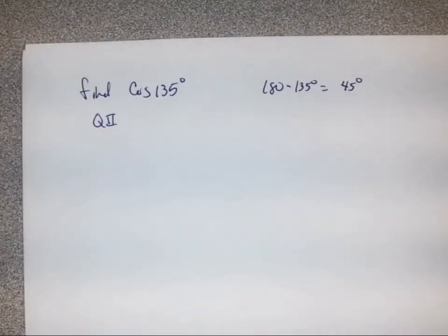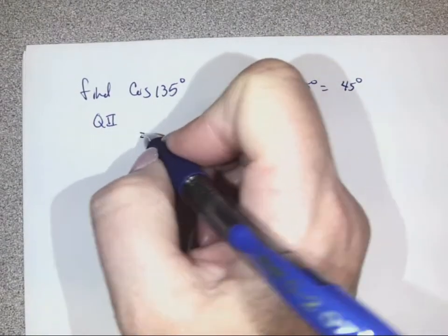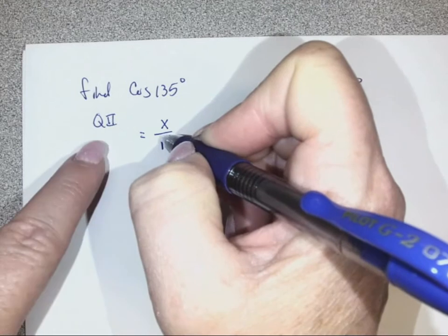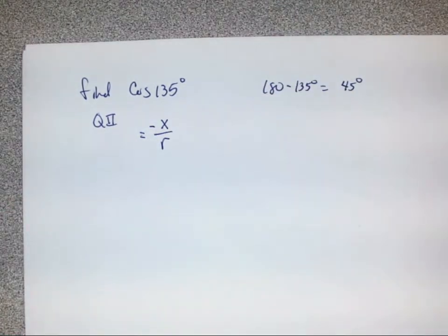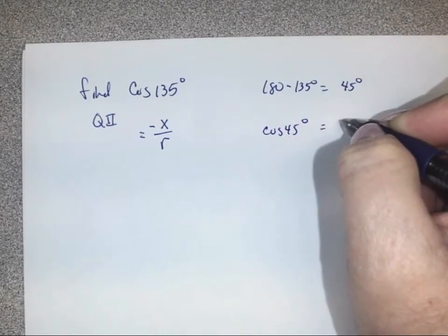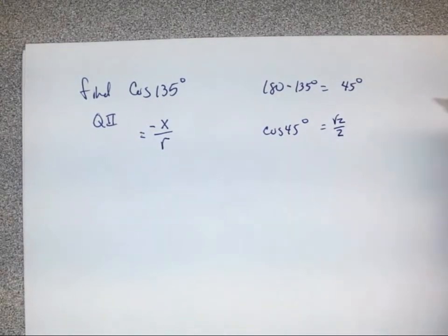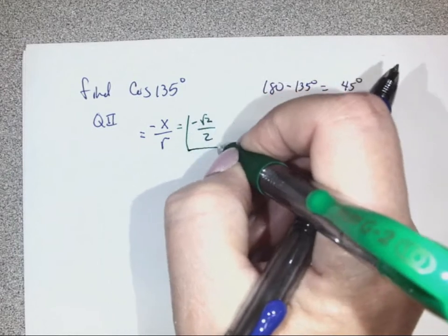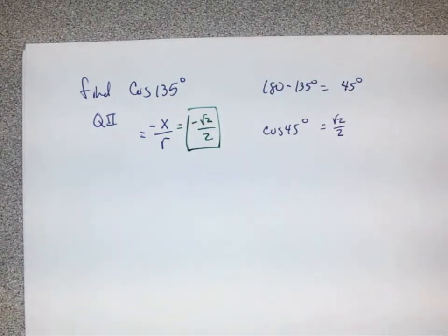So going back to our unit circle, you really want to know those. We know that our cosine values will be x over r, but because it's in quadrant 2, it will be negative. And we know that the cosine of 45 degrees is the square root of 2 over 2. So this will be negative the square root of 2 over 2. We can use our prior knowledge from our unit circle to help us understand what we're doing.